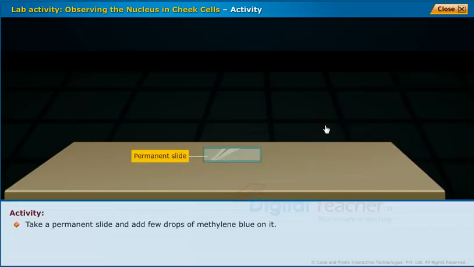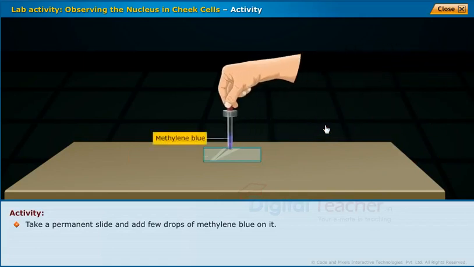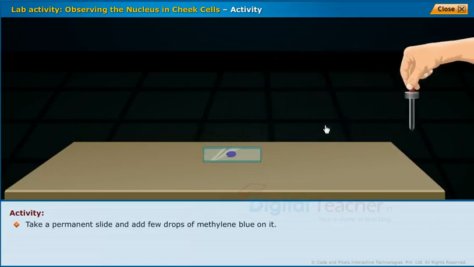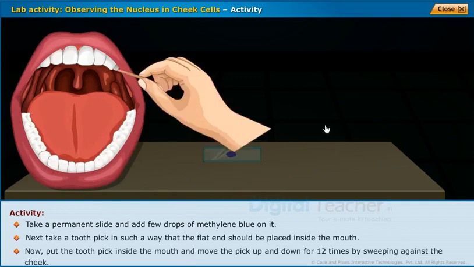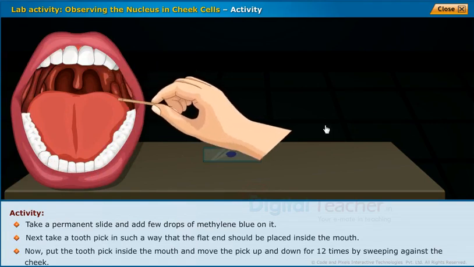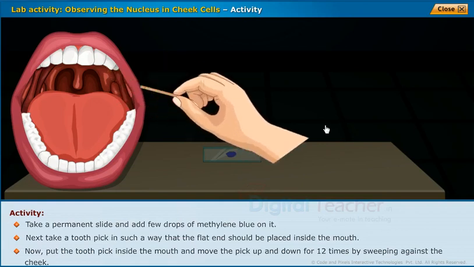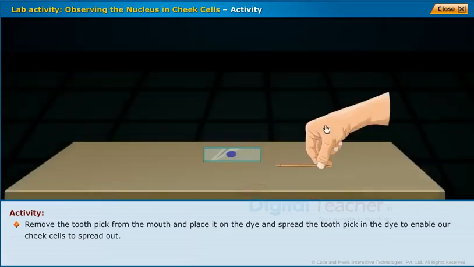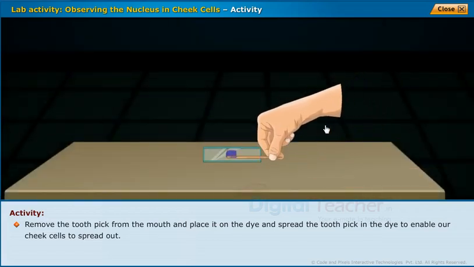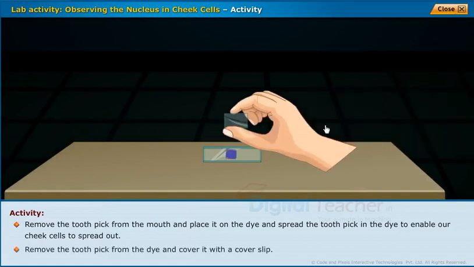Take a permanent slide and add a few drops of methylene blue on it. Now take a toothpick in such a way that the flat end should be placed inside the mouth. Now, put the toothpick inside the mouth and move the pick up and down 12 times by sweeping against the cheek. Remove the toothpick from the mouth and place it on the dye and spread the toothpick in the dye to enable our cheek cells to spread out. Remove the toothpick from the dye and cover it with a cover slip.